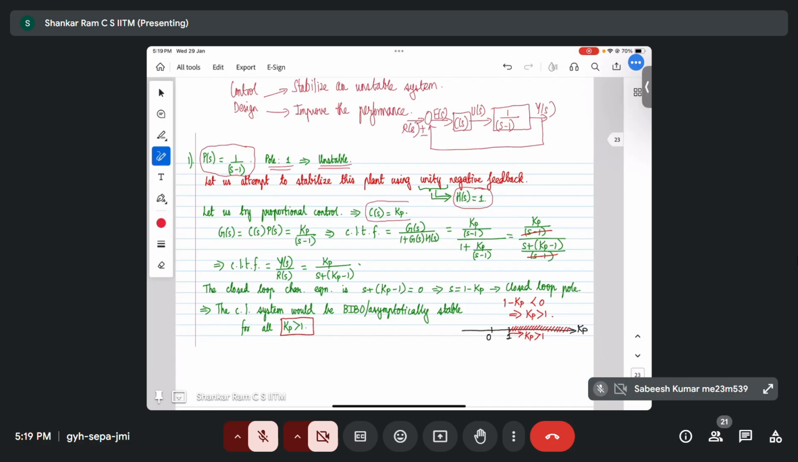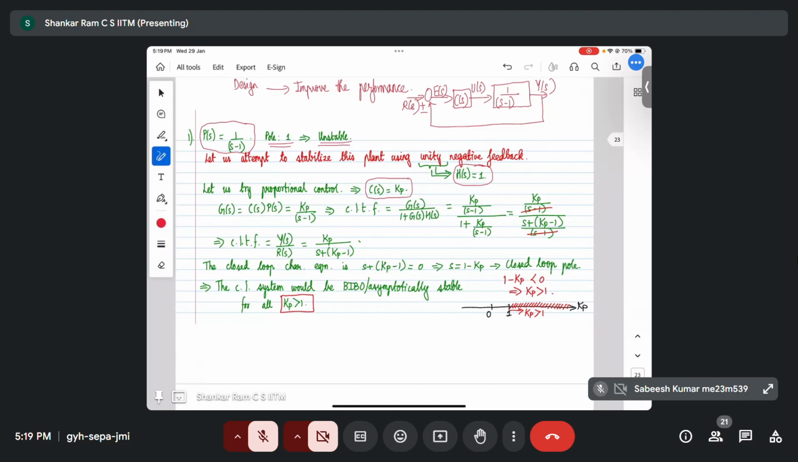So let us first try out a very simple controller, where the controller transfer function is Kp. Okay, we try a proportional controller. So we go one step at a time. It's a very methodical process. First we calculate the forward path transfer function G of s. It's C of s times P of s, which is Kp times 1 by s minus 1.